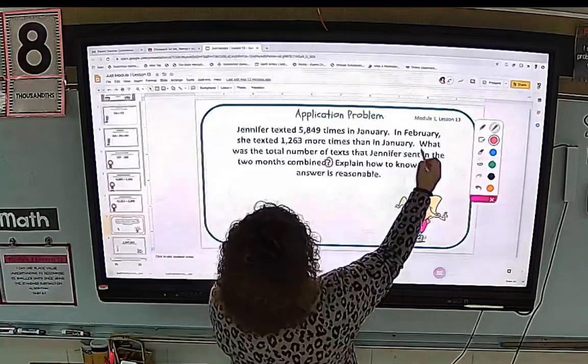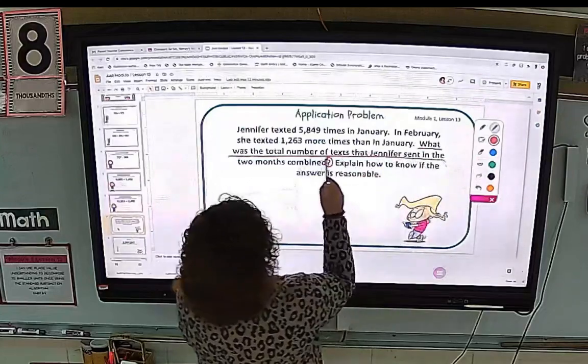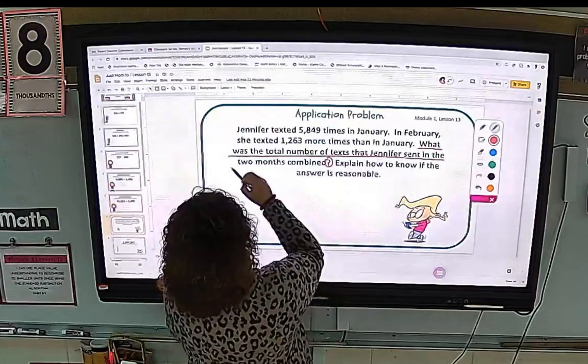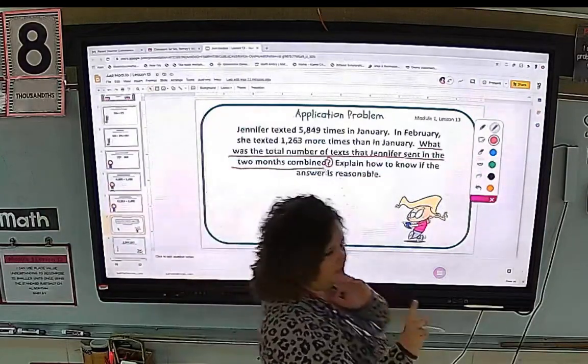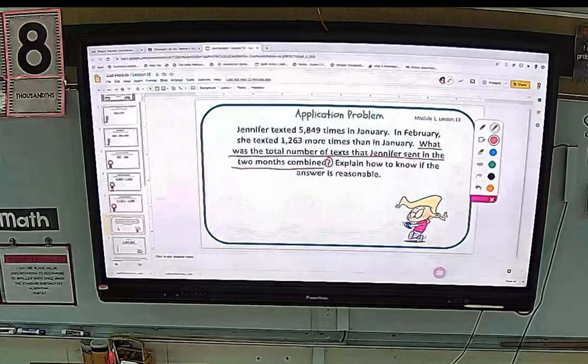Okay, guys, hold on. What was the total number of texts that Jennifer sent in the 2 months combined? That is your main question to answer. So take a minute and do what you think needs to be done to find that answer. And then we'll go over it.